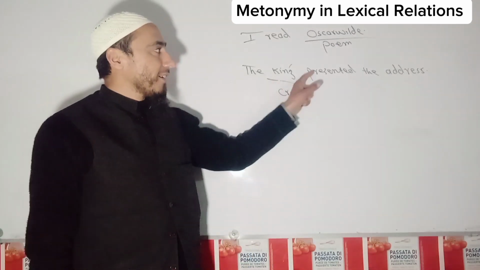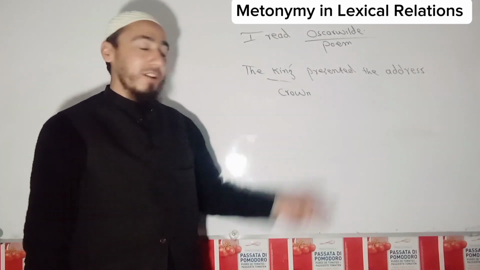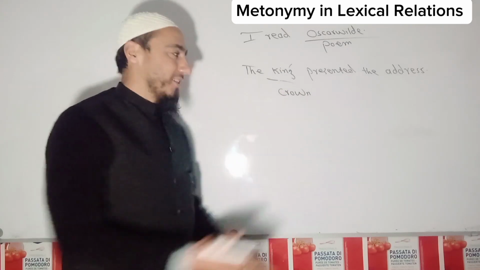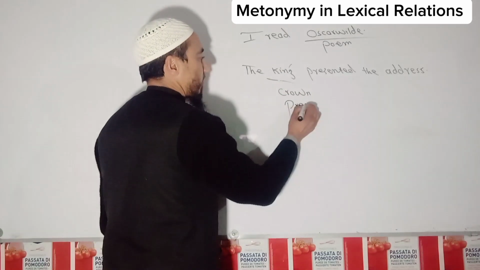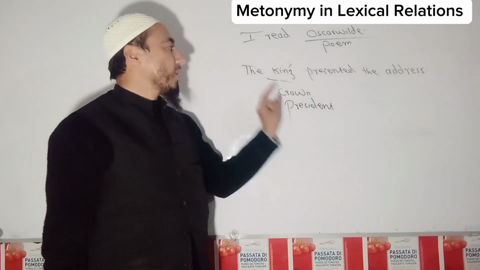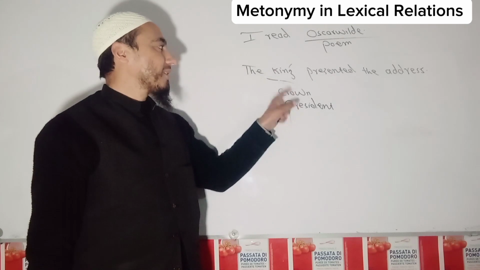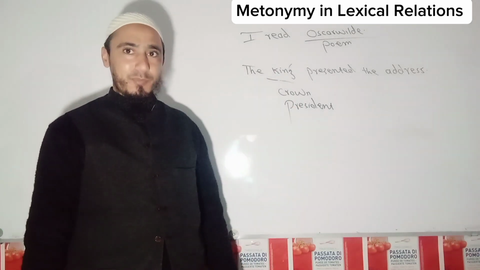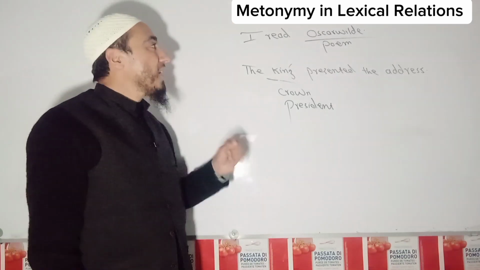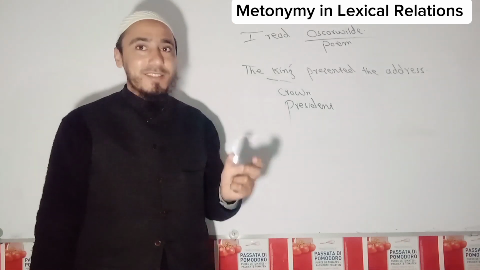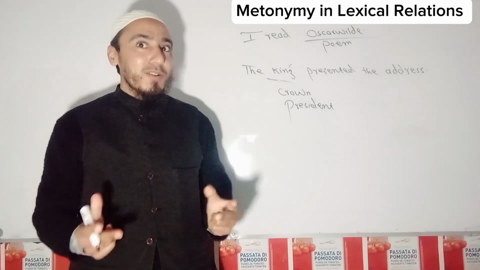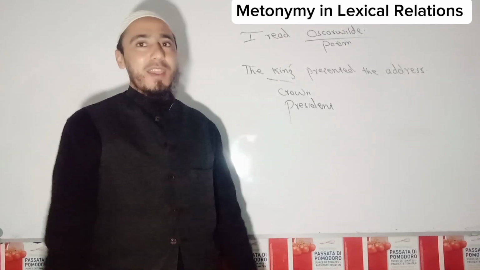So the king presented the address. Here the king means the crown. You may use another word, the president. So the metonymous word for the king is crown or president. And there are so many other examples as well. Now the question arises, then what is the difference between synonym and metonymy?